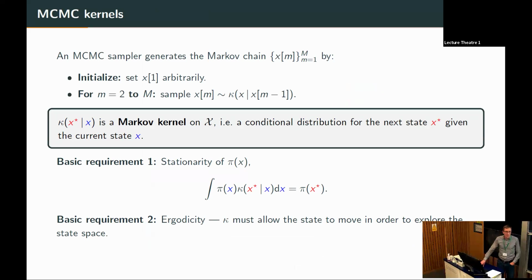As I said, we can now use this for constructing MCMC kernels. And just a reminder, this slide we had in the previous part as well. An MCMC kernel should be some conditional distribution over the next state, x star, conditionally on the current state x, which satisfies these requirements of stationarity and ergodicity.